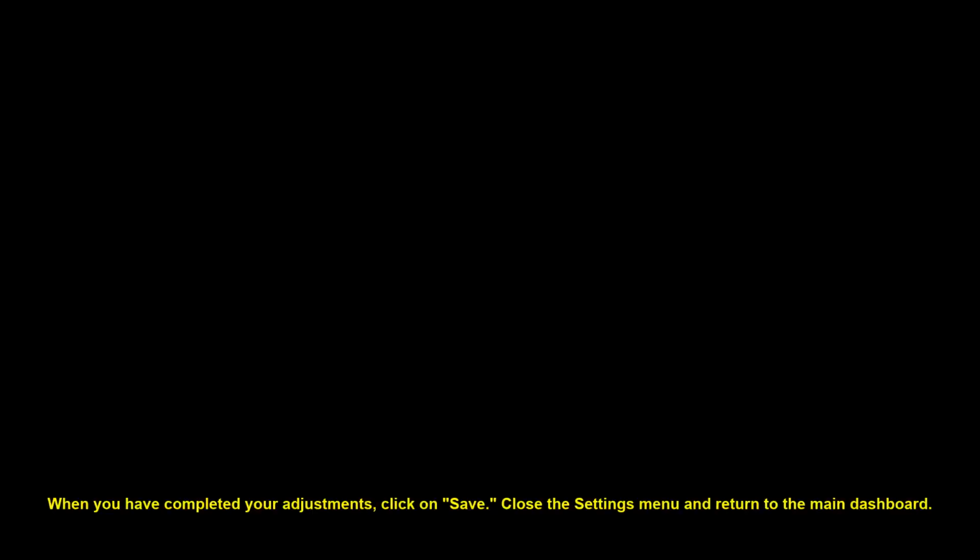When you have completed your adjustments, click on Save. Close the settings menu and return to the main dashboard. Make sure your authorized devices are displaying the correct settings. Your Bitdefender account is now set up for device authorization control.